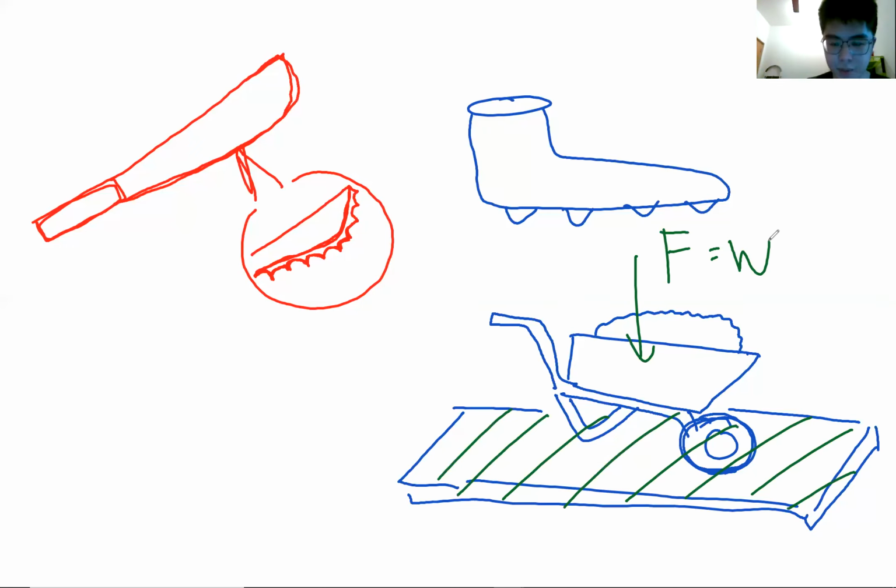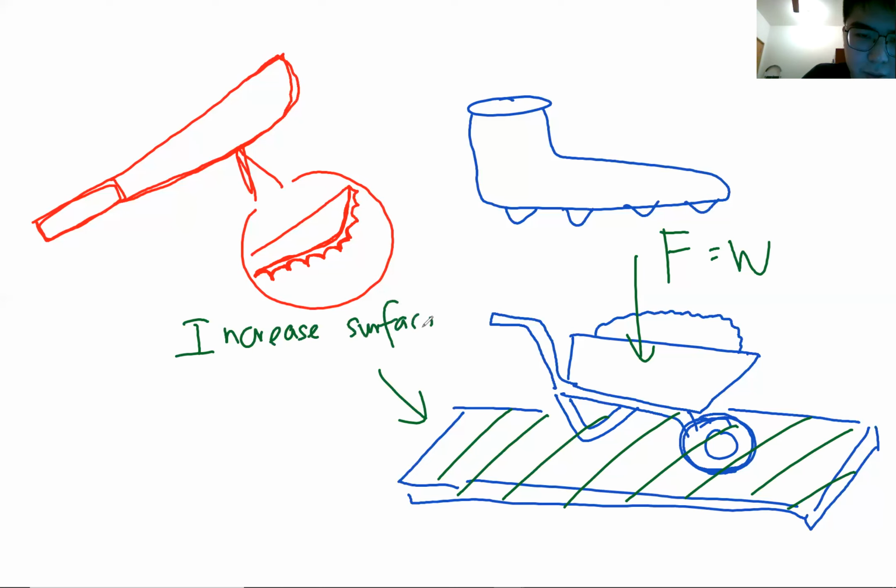Okay, so it's the same principle. It's also because it increases the surface area of contact. Okay, the keyword is increases. Okay, this one is increase surface area of contact.